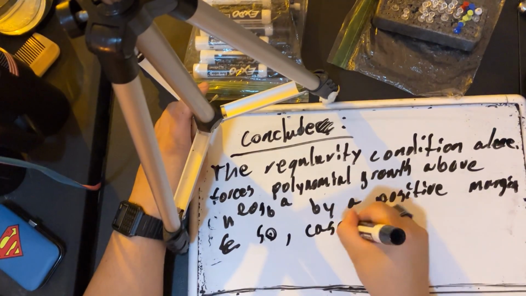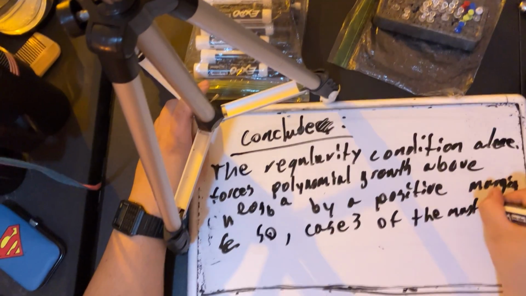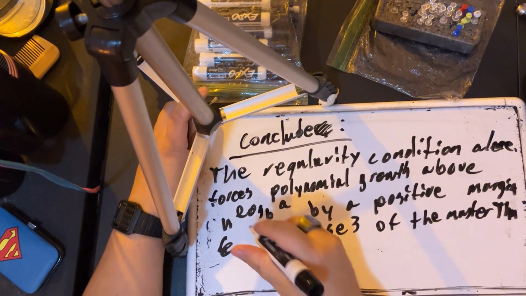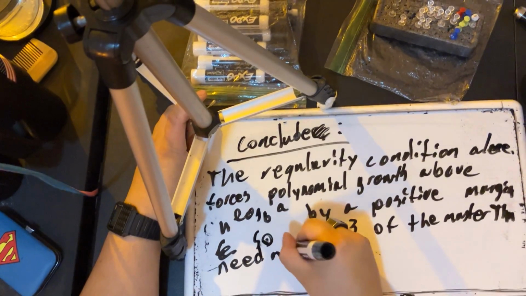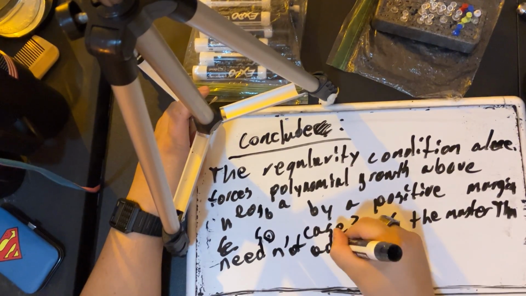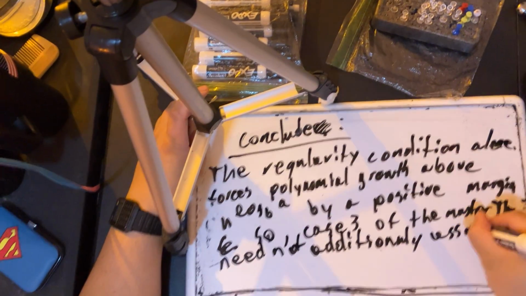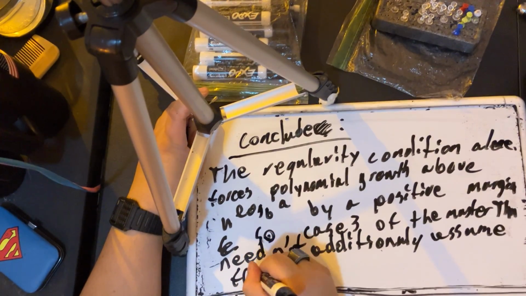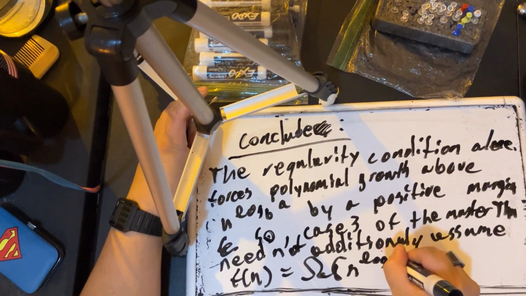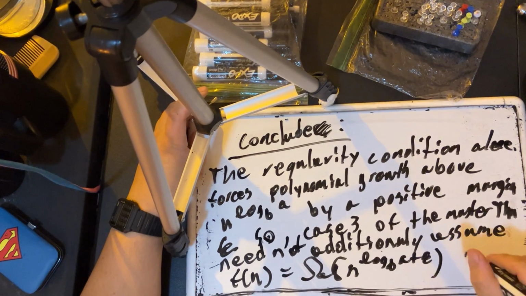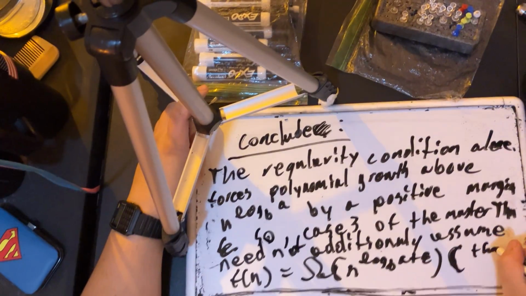So case 3 of the master theorem need not additionally assume f of n is equal to big omega of n to the log base b of a plus epsilon. That follows from regularity, as we've discussed.